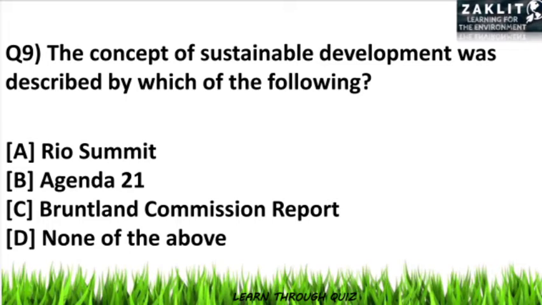The ninth question was, the concept of sustainable development was described by which of the following? And here the correct option will be option number C. The concept of sustainable development was described in the Brundtland Commission report in the year 1987. So it is very important, you should note it down.